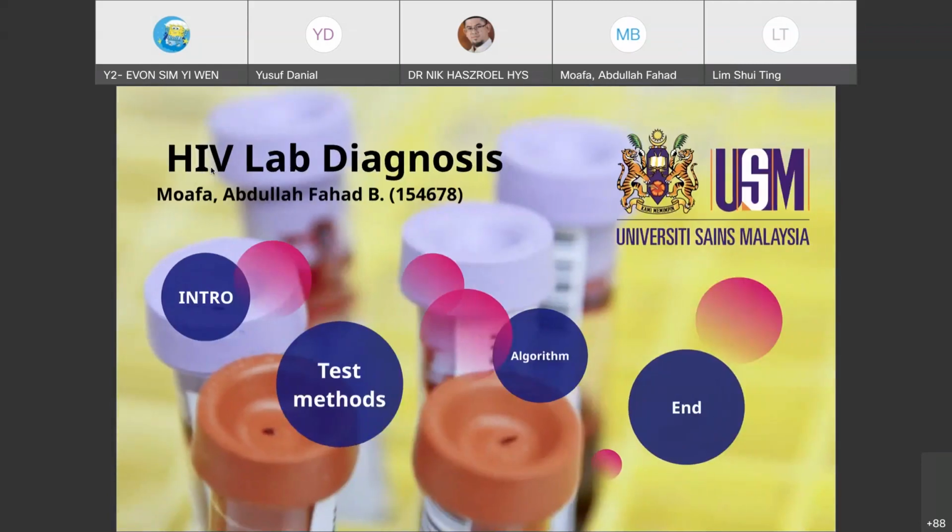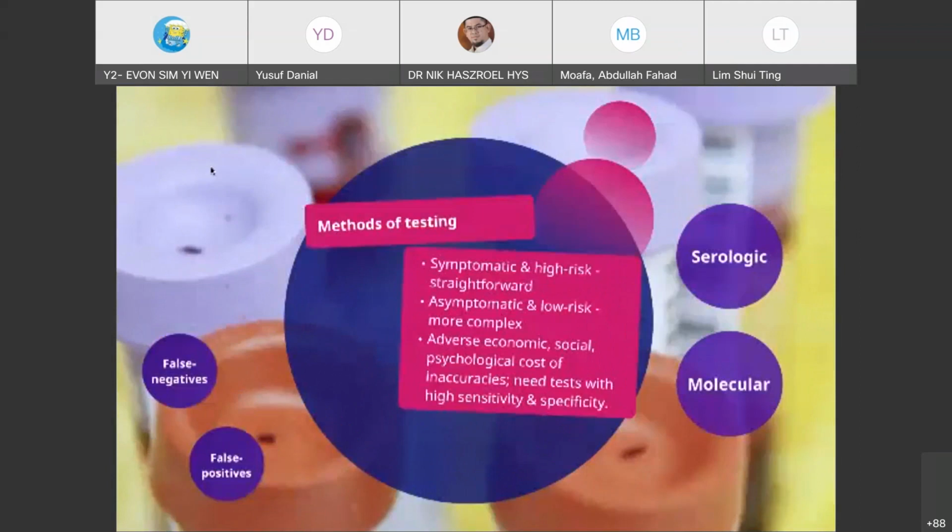Okay, so we move on to the methods of testing. Firstly, we have symptomatic and high-risk individuals. This is a straightforward case. We're going to talk more about this in the algorithm and the strategy of testing. And we have asymptomatic and low-risk individuals. This can be a more complex procedure.